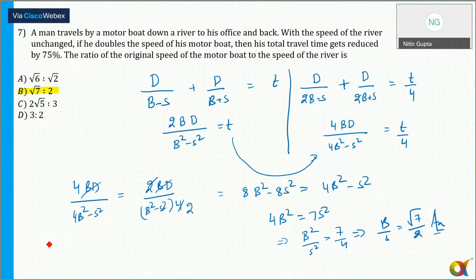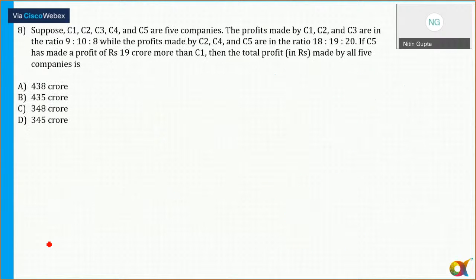Okay. Now, let's move to question number 8. Again, a very interesting question. Suppose C1, C2, C3, C4, and C5 are the 5 companies, and the profits made by C1, C2, C3 are in the ratio 9 is to 10 is to 8.